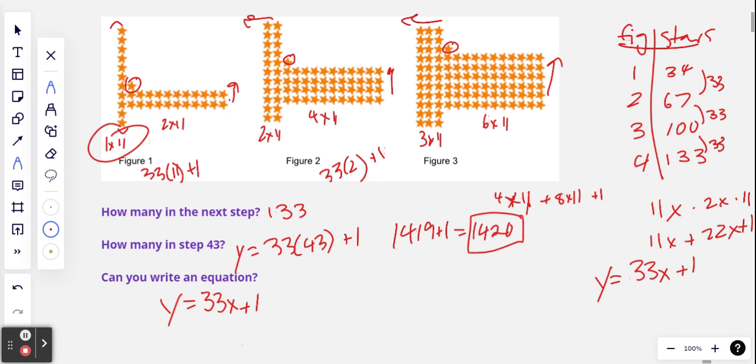Well, how did that go for you? Did you get 133 for step 4? Did you think, like I did, that this might be quadratic at first, or did you see right away from the beginning that this was going to be linear?